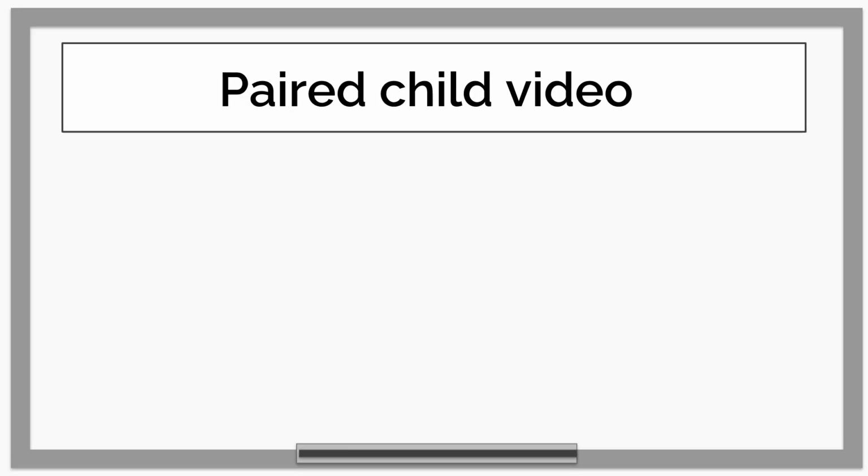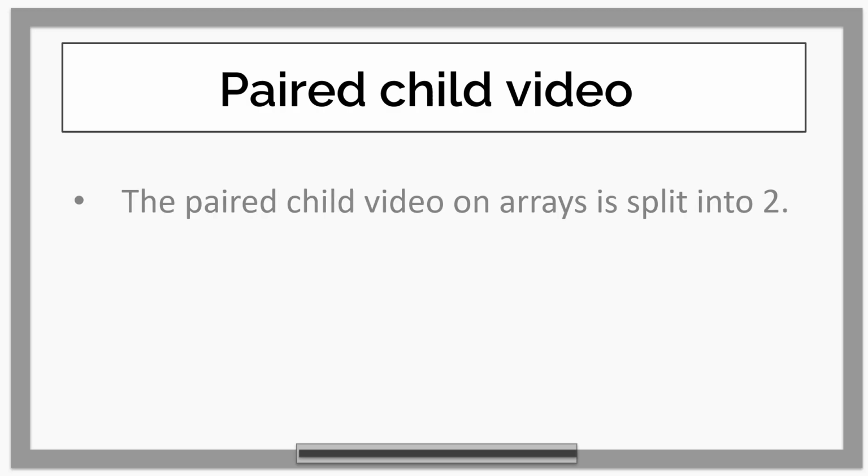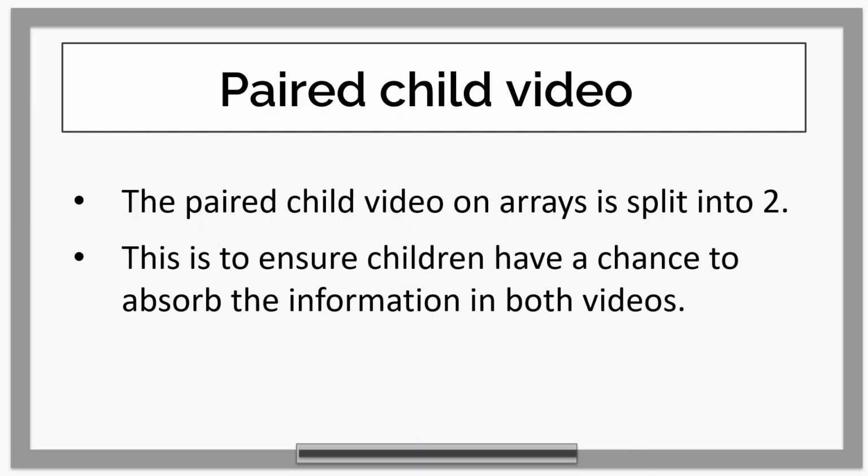For this video, we have two paired child videos. The videos for children on arrays are split into two to ensure that children have a chance to absorb the information in both videos, because important concepts are covered in both.